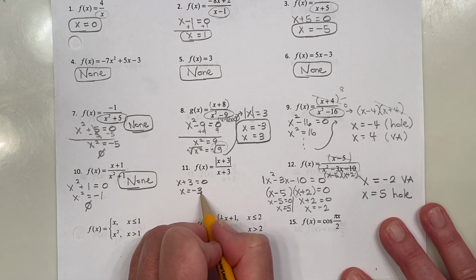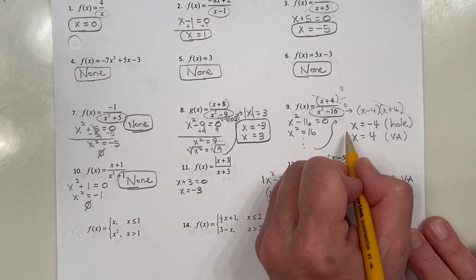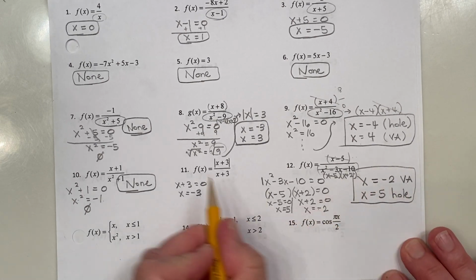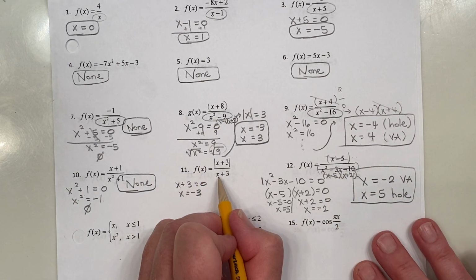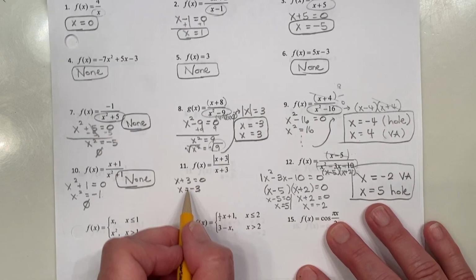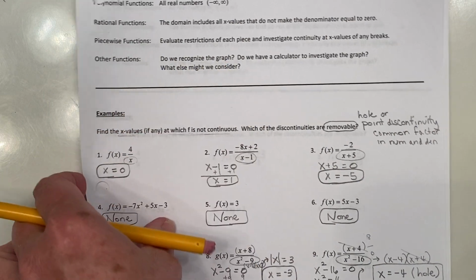So is x equals -3 a hole? Well, come back here, sorry. Only if we have a common factor in the numerator, and it looks like we do, but that absolute value kind of throws things off. So it's a different situation. So remember back up here, other functions. Do we recognize the graph?